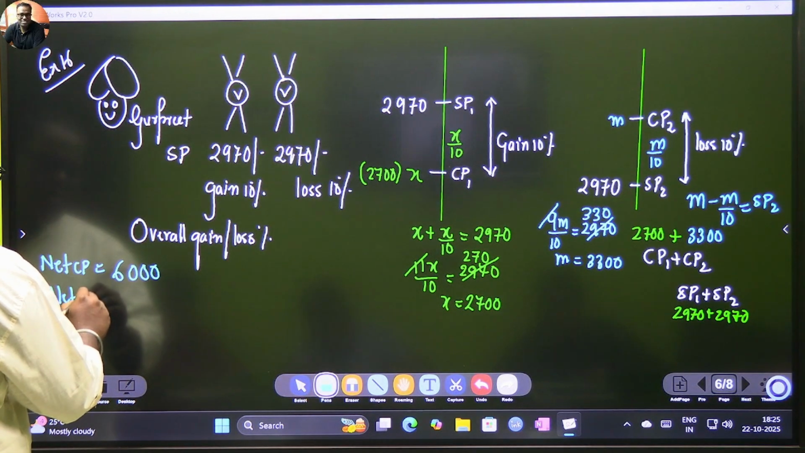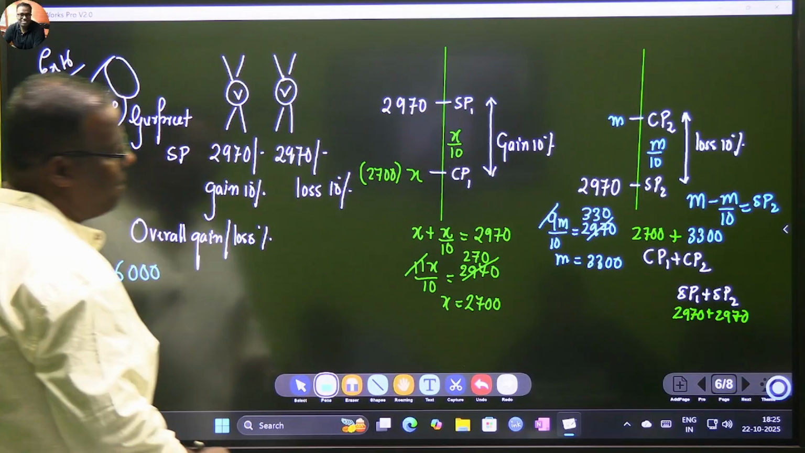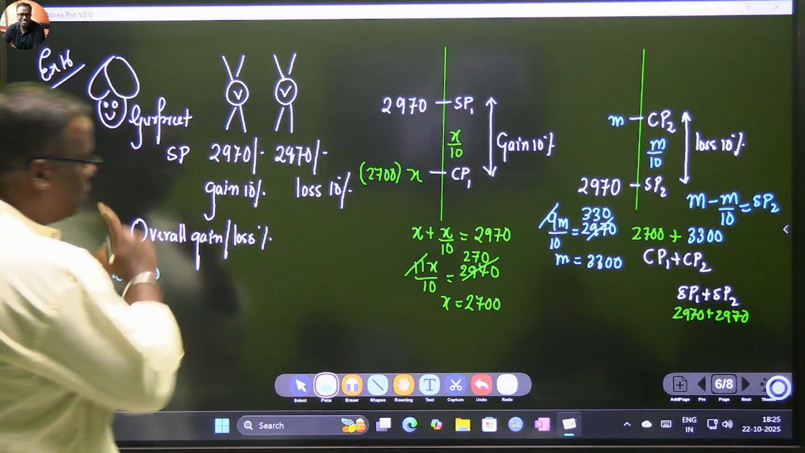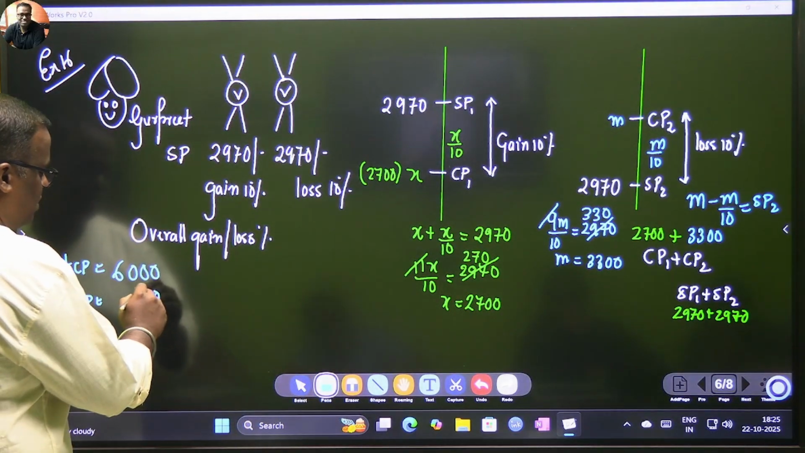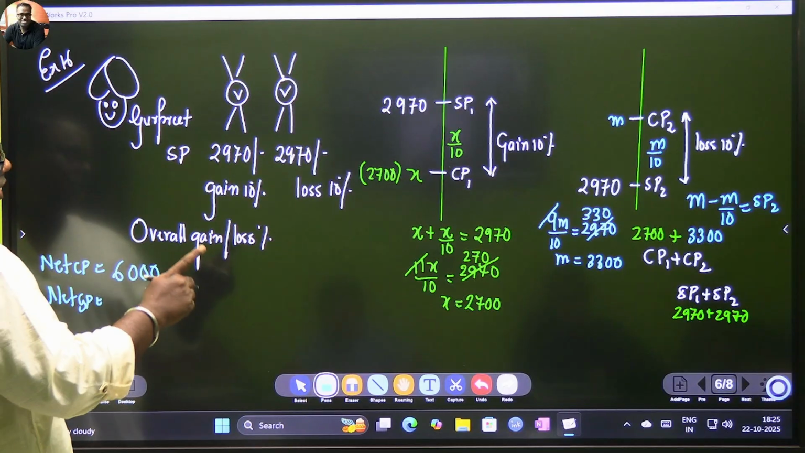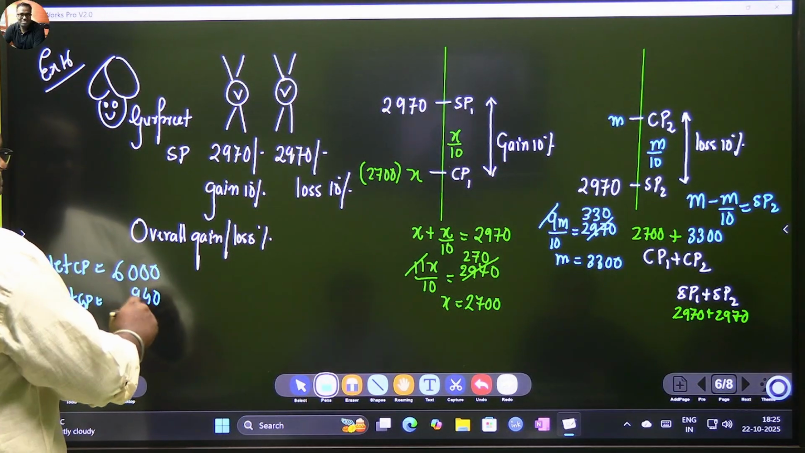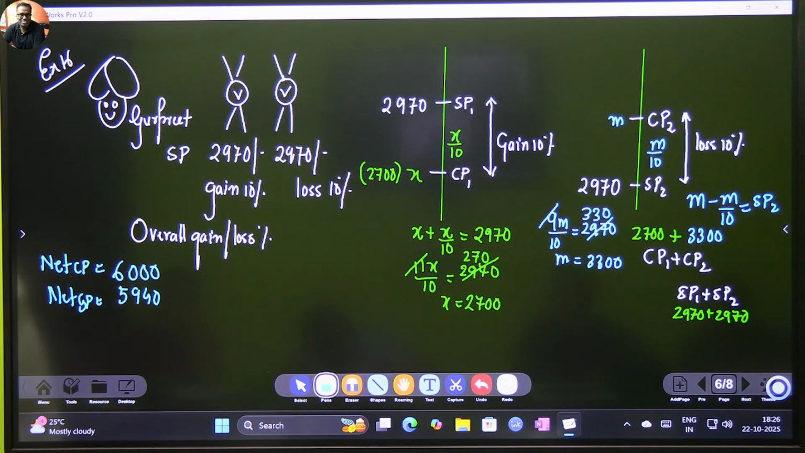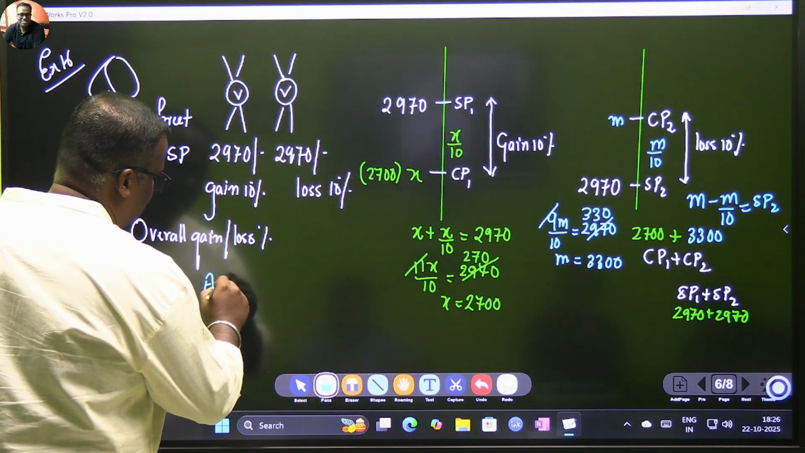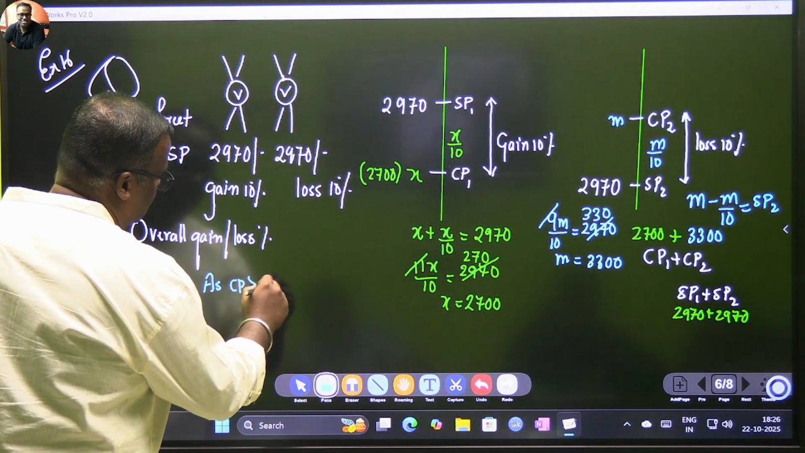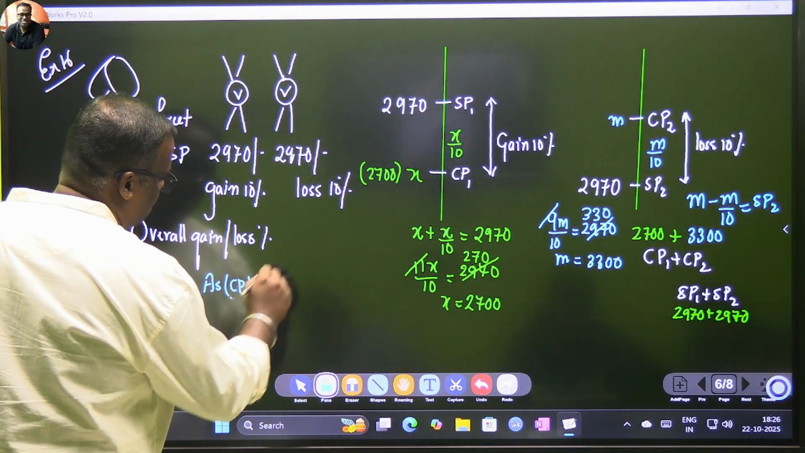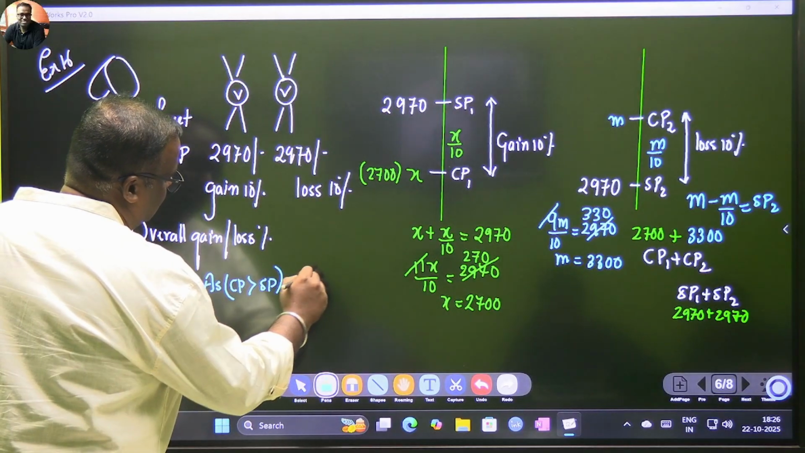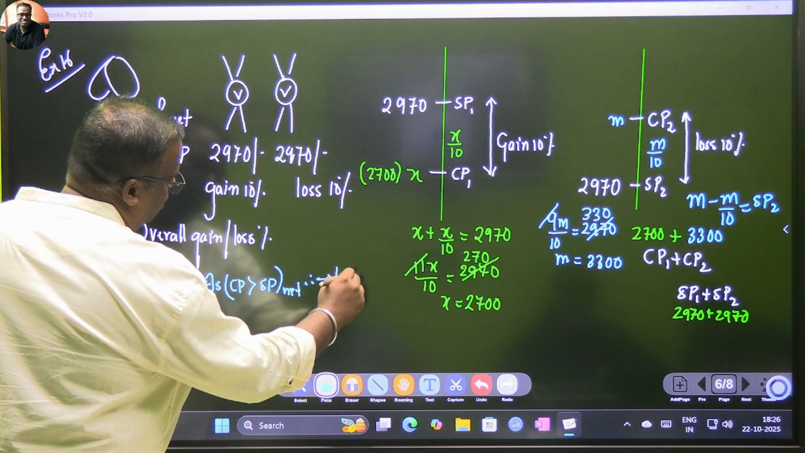And what is the net SP? 2970 plus 2970. 0, 7 and 7 is 14, 4, 1 carry over, 1 and 9 is 10, 10 and 9 is 19, 1 and 2 is 3, and 2 is 5. So the net SP is 5940. Gurpreet madam has actually incurred a loss. We write that CP exceeds SP, therefore there is a net loss.